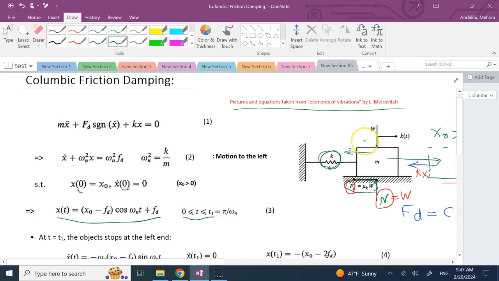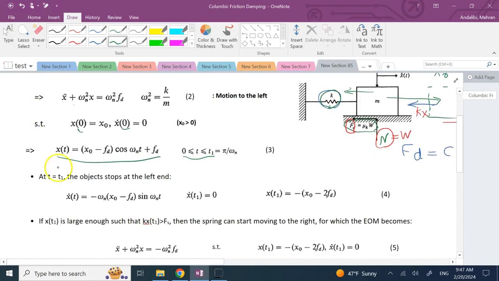Why? Because x dot becomes zero. Now, what is x dot here? If I take a time derivative from this x, the x dot is clearly x0 minus Fd times negative sine omega t. This Fd is just constant. Remember, this guy was capital Fd over k, a constant force because that is mu k times W divided by k. Okay, that's a constant number.